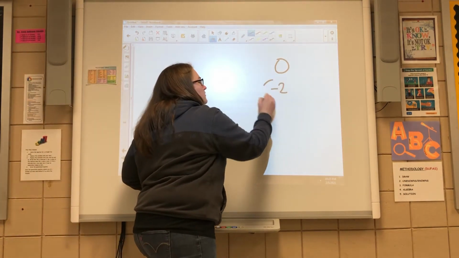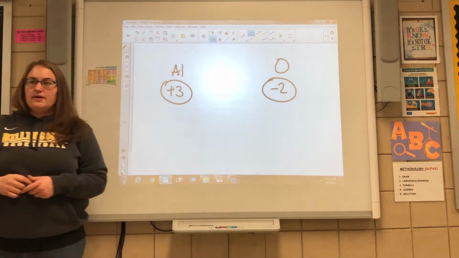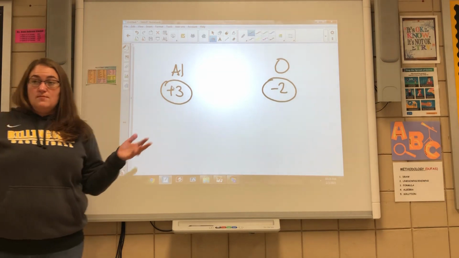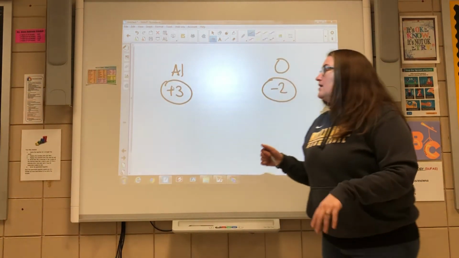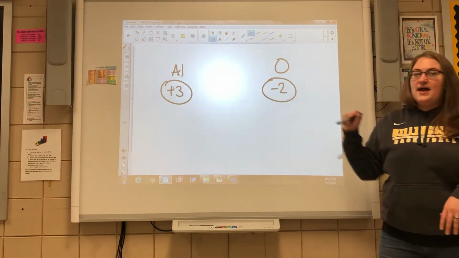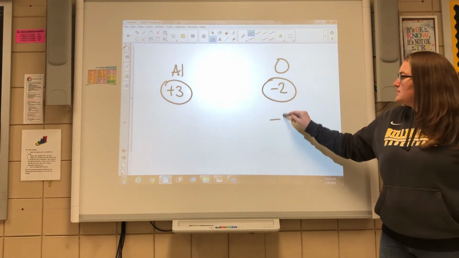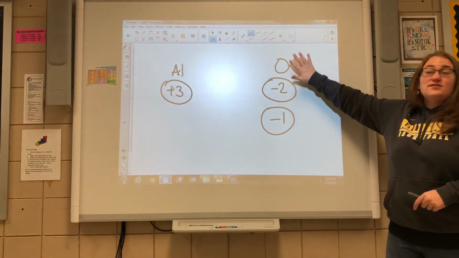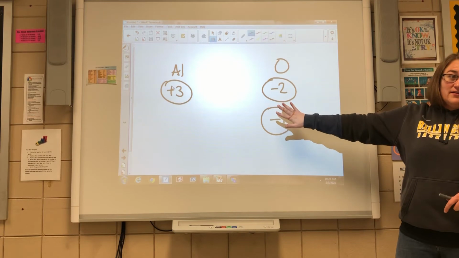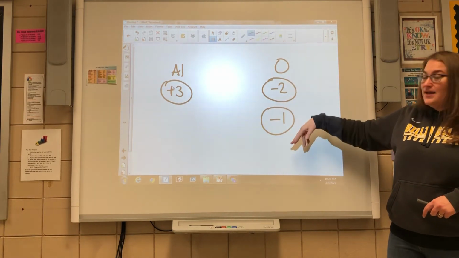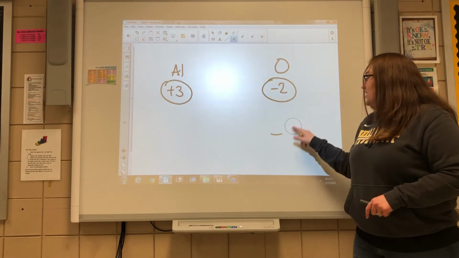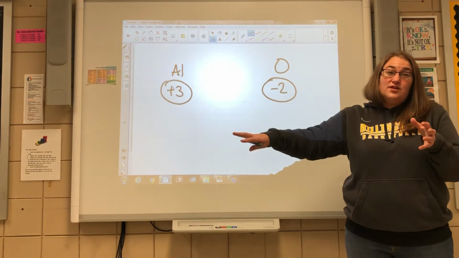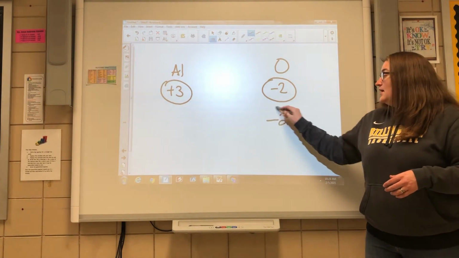Oxygen is -2. Do those balance out to 0? No. What do I need more of? More oxygen, more negative. So what can I put here to balance that out? Can I do this? No, I cannot do that because oxygen's oxidation number is not -1. So I cannot just throw that -1 in there. Oxygen's oxidation number is what? -2. So if I'm throwing another oxygen in to balance it out, I gotta go -2.